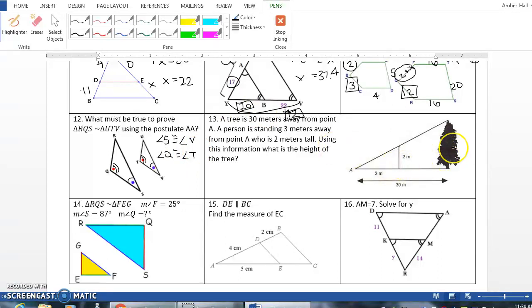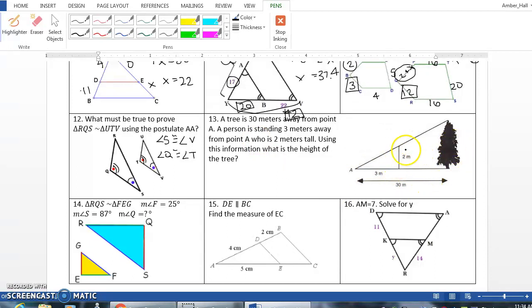A tree is 30 meters away from point A. A person is standing 3 meters away from point A who is 2 meters tall. Using this information, what is the height of the tree? So we have our person right here. The distance away from A to the tree is 30.